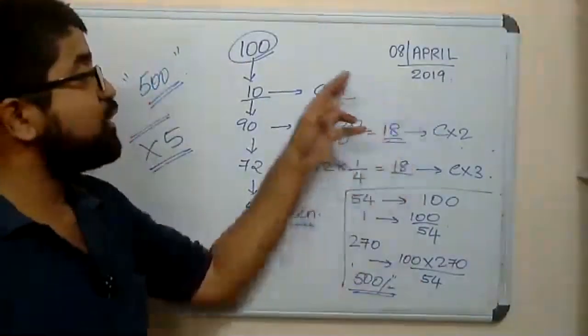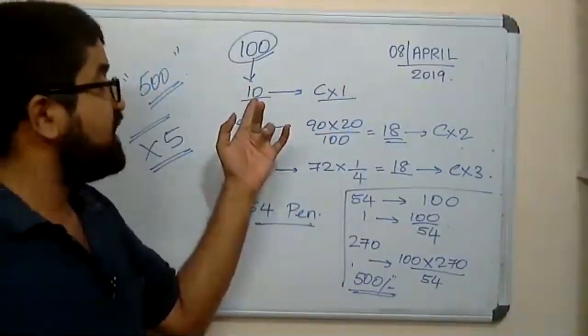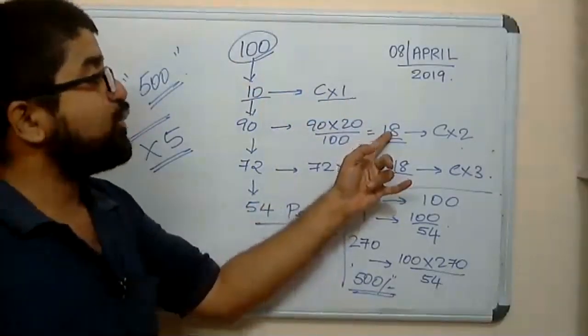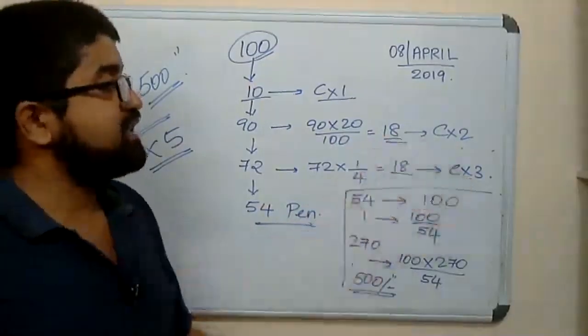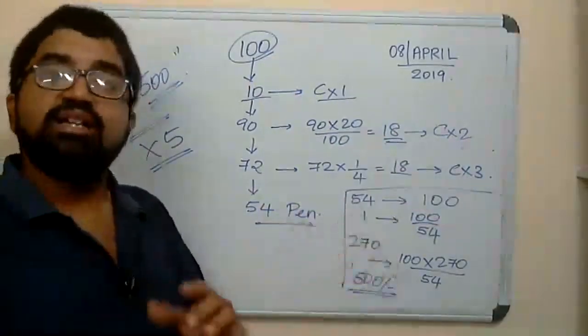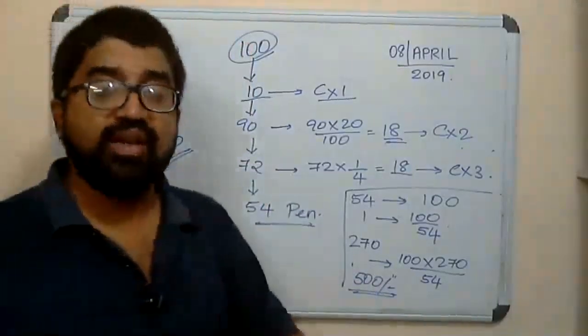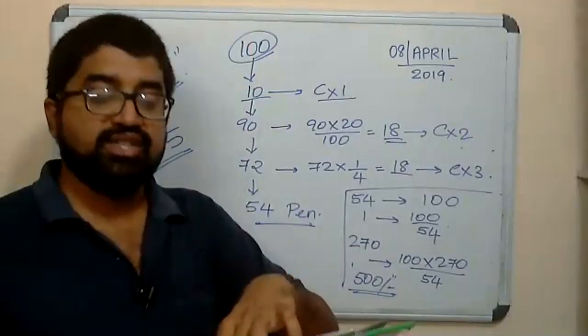So I can even conclude that customer 1 would have purchased 50 pence, because 10 into 5 is 50 pence. 18 into 5, 90 pence, customer 2 would have bought. 18 into 5, 90 pence, customer 3 would have bought. Like that, the sale would have happened. And the initial number of pence available is equal to 500. So for question number 9, 500 will be the final answer.